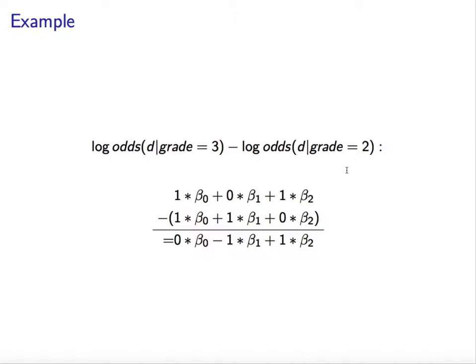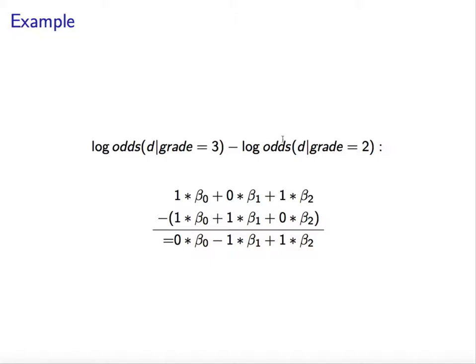So the log odds for grade 3 is 1 times beta naught, this is our intercept, plus 0 times beta 1, this is our coefficient for grade 2 tumors, this is grade 3 tumor, so that's going to be 0, plus 1 times beta 2, which is our coefficient for grade 3 tumors. So this first line is a grade 3 tumor, so we put 1 there.